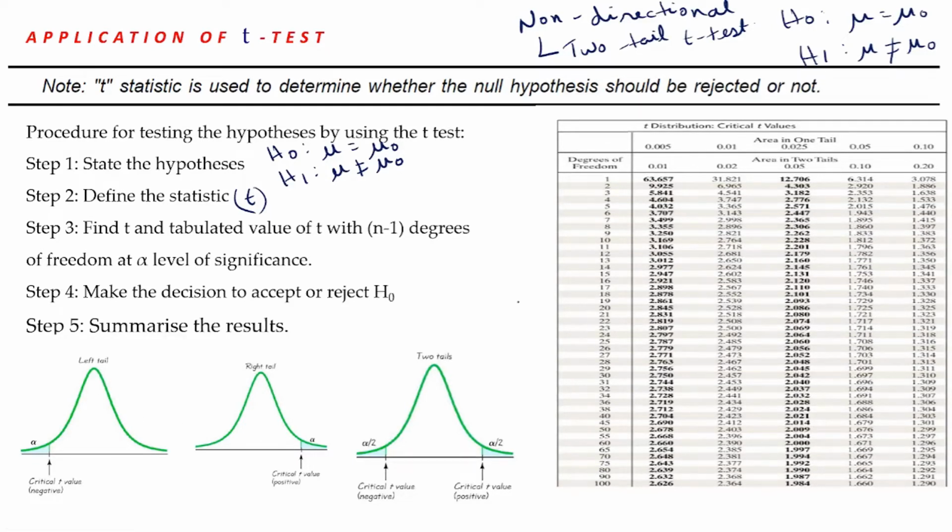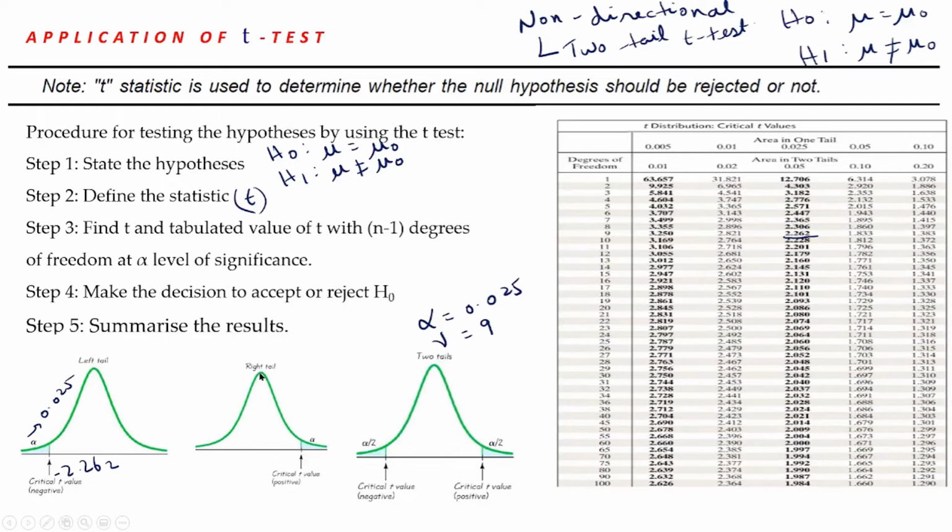Now if we take a left tail test or a right tail test, say for example, for a left tail test alpha is 0.025 and the degrees of freedom is, let us say, 9. So for a left tail test and for degrees of freedom 9, we have to see area in one tail, and here for 0.025 and 9 degrees of freedom, the critical t value is 2.262. So this is the critical value. It means here we have for alpha equal to 0.025, negative 2.262.